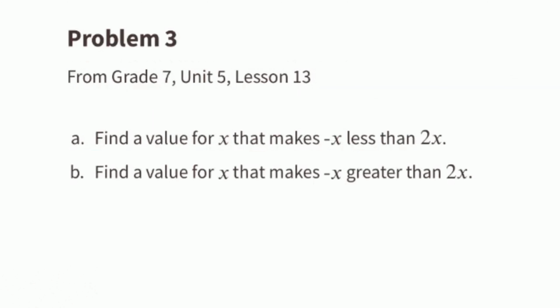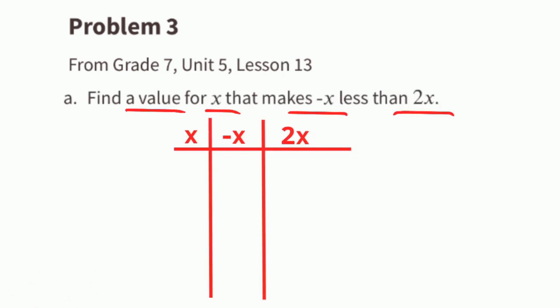Problem number 3, from 7th grade, Unit 5, Lesson 13. A. Find a value for x that makes negative x less than 2x. Let's start with 0. When x is 0, negative x is 0, and 2x is 0. Let's plug in 1. When x is 1, negative x is negative 1, and 2x is 2. Negative 1 is less than 2. So when x is 1, negative x is less than 2x.